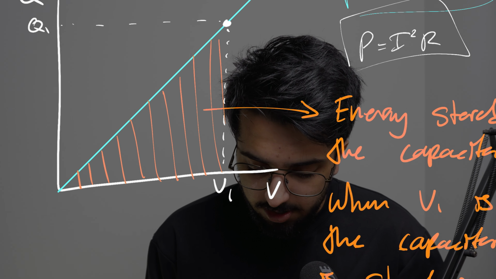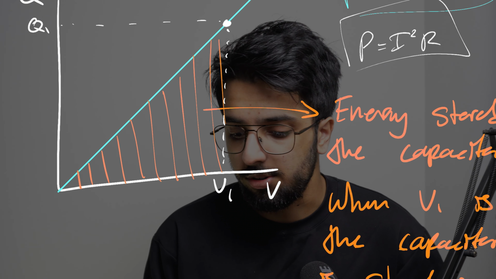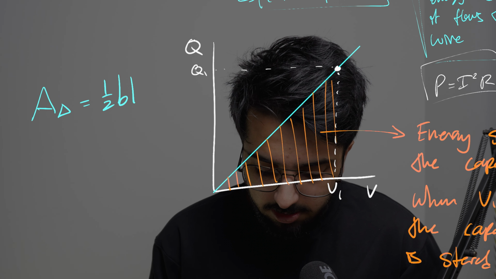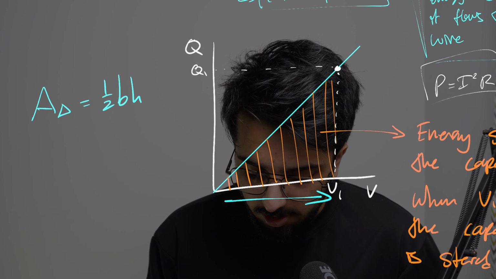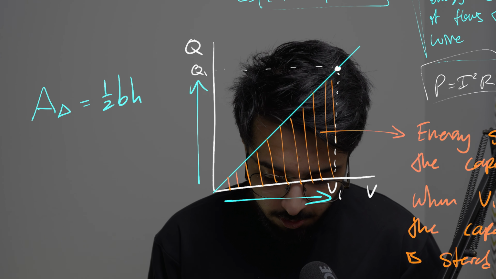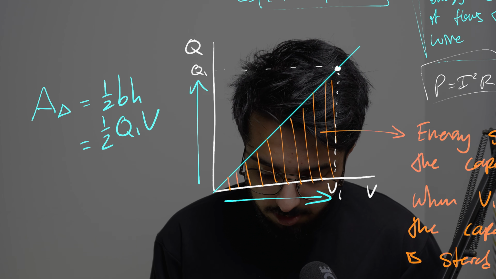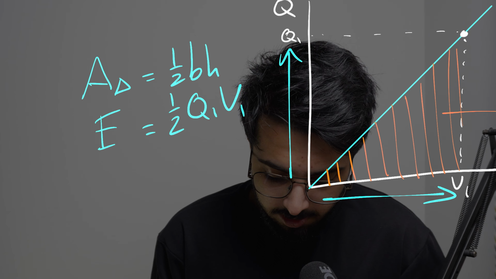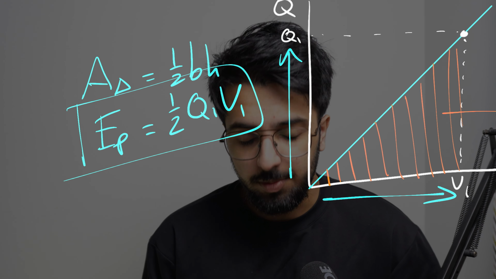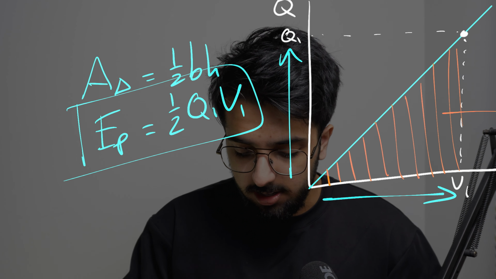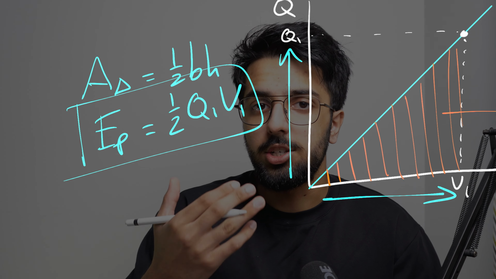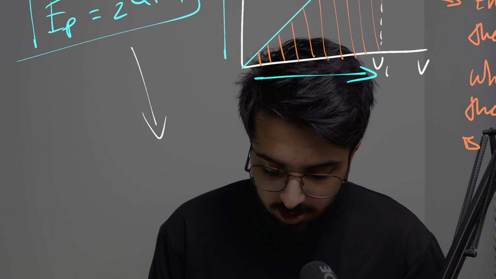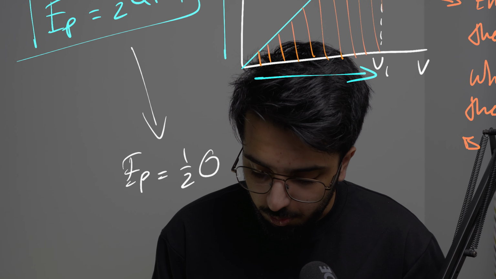And so as you can see here, the area under the graph is a triangle, and we know the area of a triangle is equal to half base times height, okay? We have our base here of V1 and our height of Q1, and so we have half Q1 V1. And as we denoted, the area is our energy stored, and so we have EP is equal to half QV, okay? And just a reminder, the 1 in Q1 and V1 is just an arbitrary charge and voltage value. And so what you would probably see in your formula sheet is EP is equal to half QV.